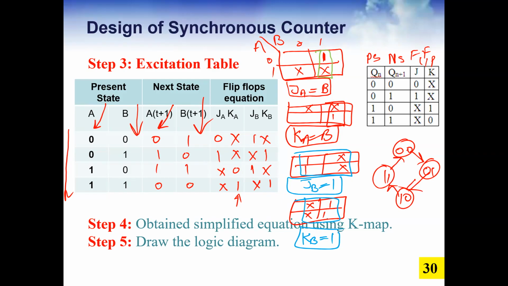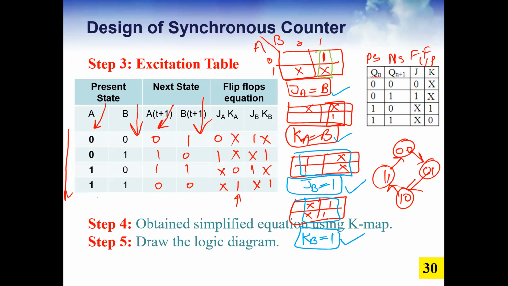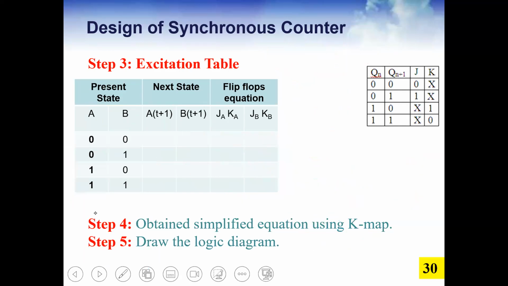So now what you got? You got JA equal to B, KA is equal to B, meaning for flip-flop A, both inputs are B. For flip-flop B, we have both inputs 1. That's all. Now you can design simply. So I'm going to erase everything here, and I'll show you the final design of this counter. So just erase everything, and then see the design.